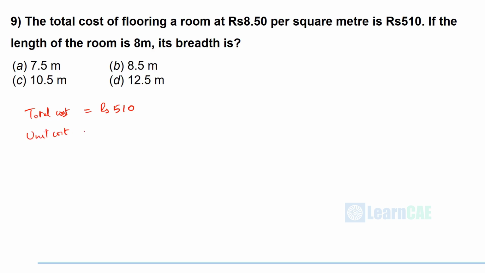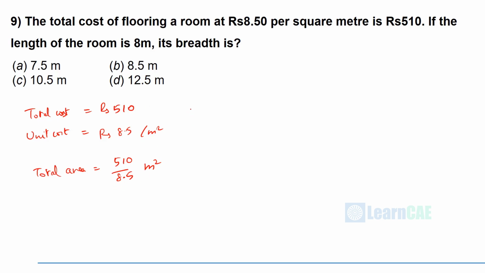that is, unit cost means cost of the flooring for 1 meter square area, it is rupees 8.5 per meter square. So total area will be equal to total cost by unit cost, that is 510 by 8.5. So this is the total area, this will be in meter square. The units will get cancelled and the value will be in meter square.